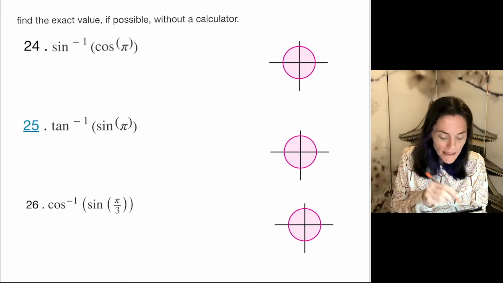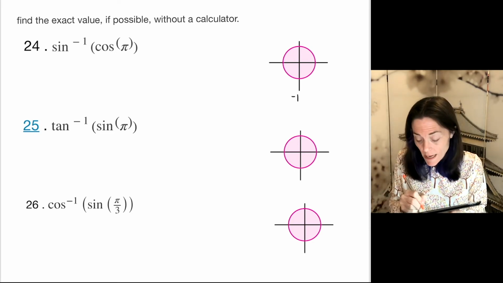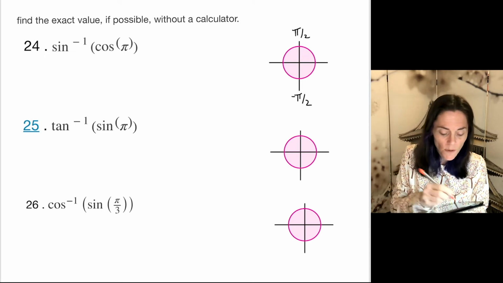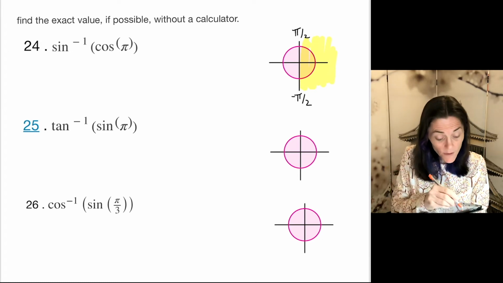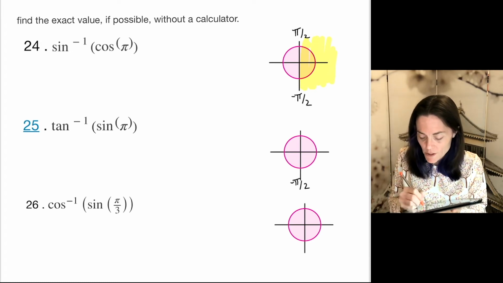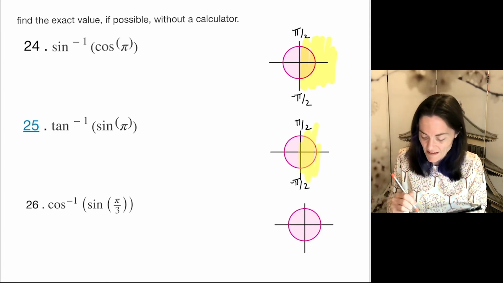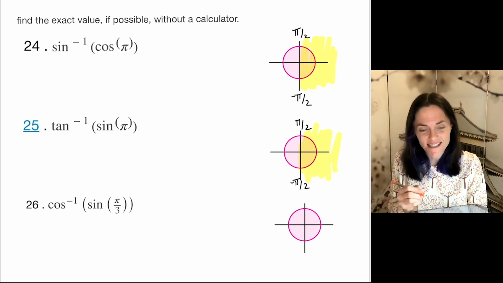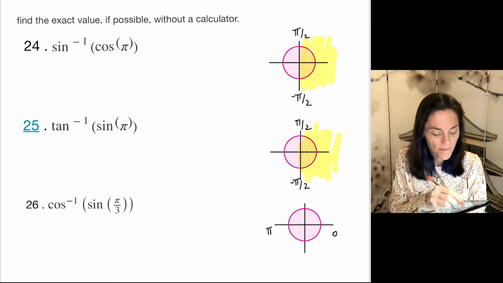So I will remind us though, before we start each one, sine inverse, we're looking for an angle between minus pi over 2 and pi over 2, closed. So this will give us something here. Tan inverse is similar, except we're looking for an angle between minus pi over 2 and pi over 2, open. And then finally, for a cosine inverse, we're looking for an angle between 0 and pi.